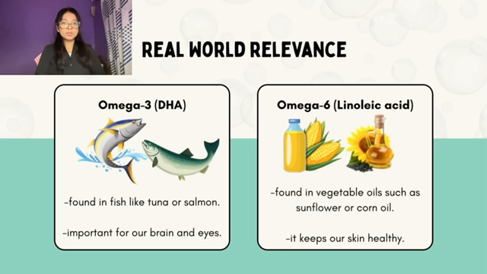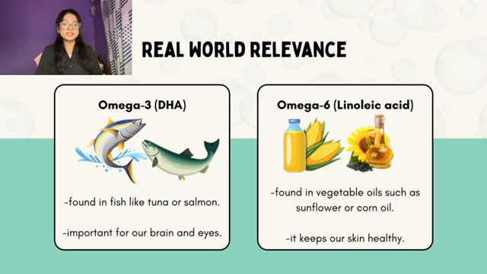So, when we talk about omega-3 and omega-6 fatty acids, we're really talking about good fats that our body needs but can't make on its own. For example, omega-3, especially DHA, is found in fish like salmon or tuna. It's super important for our brain and eyes, that's why it's often added to baby formulas and recommended for pregnant women. Even for adults, DHA helps with memory, learning, and reducing inflammation that could lead to heart problems.